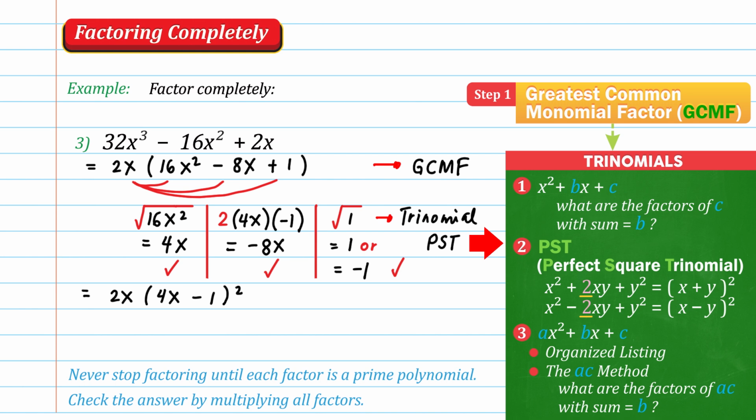Baka we can factor these binomials even further. For the binomial, the terms are neither both perfect squares nor both perfect cubes. So, they're already prime. Finally, we have a completely factored polynomial. The factors are 2x times the quantity 4x minus 1 squared. We can of course check by multiplying all the factors.